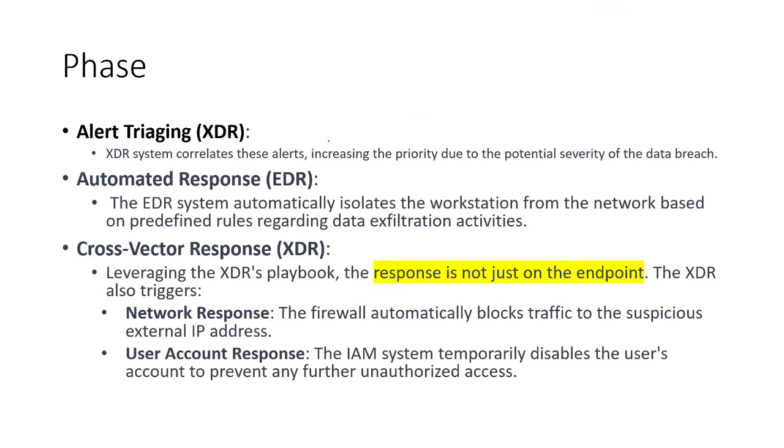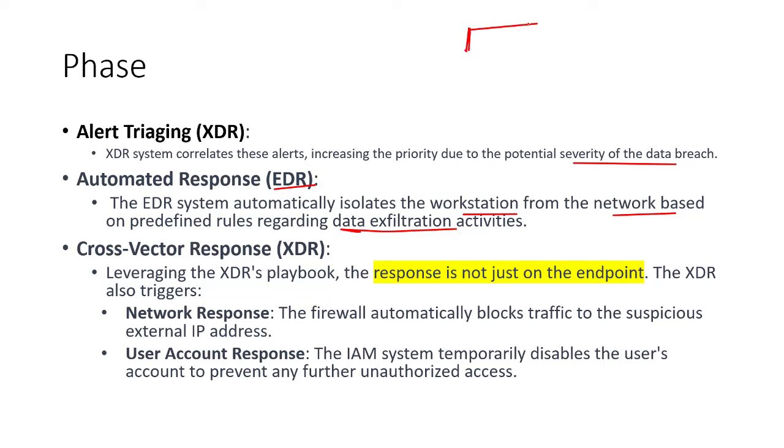Once they identify that, the XDR system correlates the alerts and increases the priority due to the potential severity of the breach, because it was a financial record. And EDR automatically isolates the workstation from the network based on a predefined rule regarding data exfiltration activity. Data exfiltration basically means data leaving in an unauthorized manner. EDR is on a device level, so it does its activity. Then we leverage the XDR playbook, and the response is not just on the endpoint, but XDR also triggers its activity.